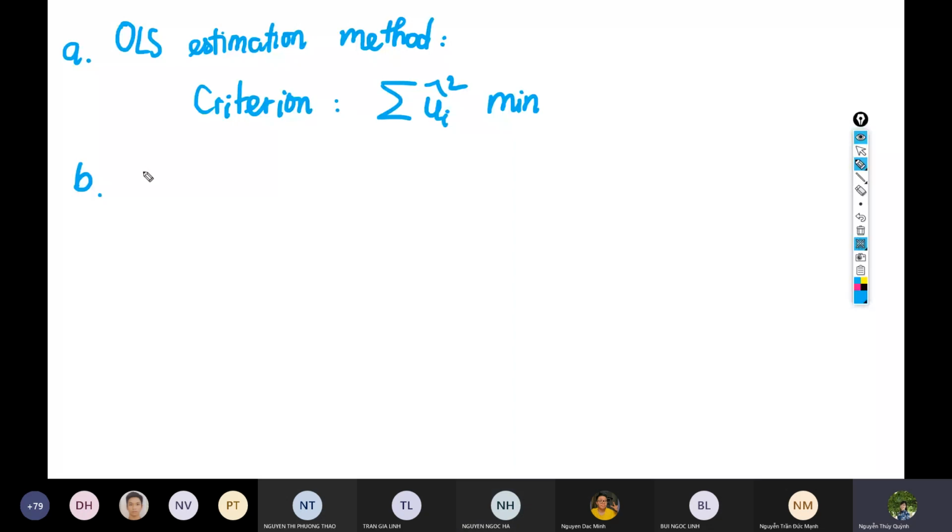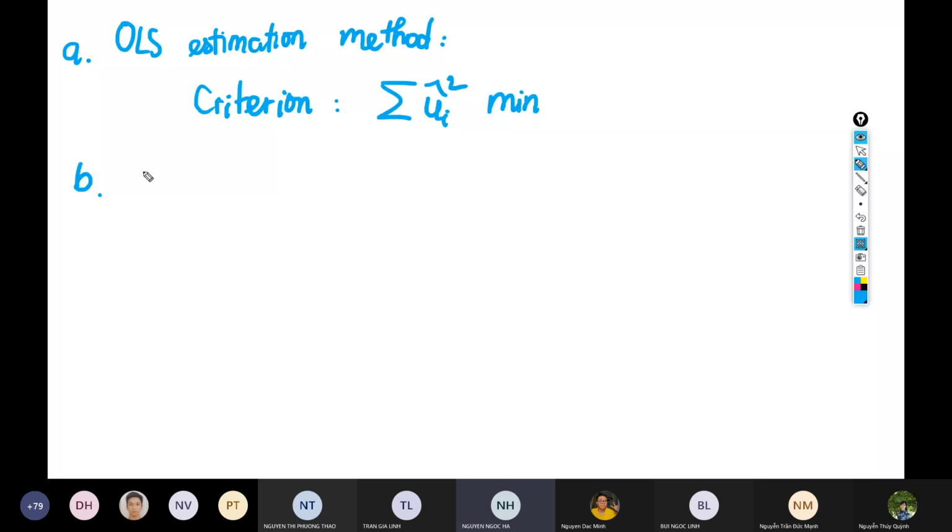And what about the fourth assumption? The variance of the disturbance is homoscedasticity, all the variances are equal. Okay, we have the situation of homoscedasticity, which means that we have constant variance of the disturbance ui. All right, and the fifth one?